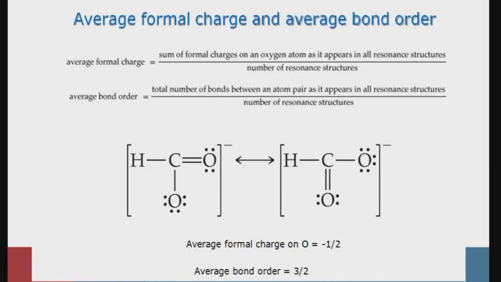Average formal charge and average bond order. Average formal charge: sum of formal charges on an oxygen atom as it appears in all resonance structures, divided by the number of resonance structures. Average bond order: total number of bonds between an atom pair as it appears in all resonance structures, divided by the number of resonance structures. Average formal charge on oxygen is -1/2. Average bond order.